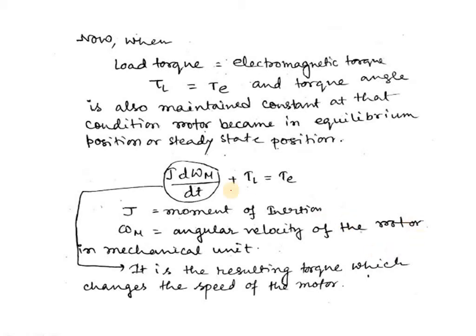So we have added a term. It is the resulting torque which changes the speed of the motor: J d omega m by dt. This is the part of the resulting torque which changes the speed of the motor. J is the moment of inertia, and omega m is the angular velocity of the rotor in mechanical units.